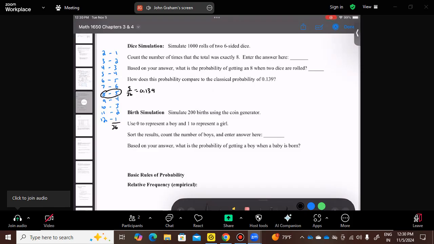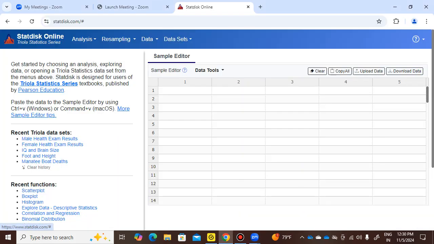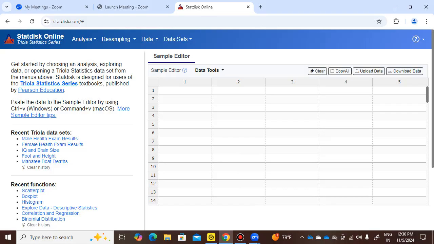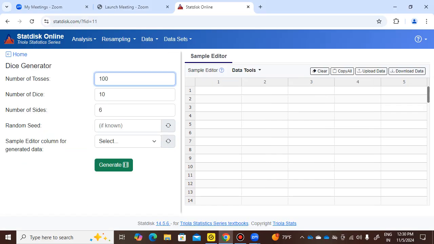For this, we're going to simulate it with the dice, 1,000 rolls to see how close we get to that. So to do a dice simulation, you go to dice generator at the bottom of the data tab. You can put in 1,000 tosses, 2 dice. I don't know why 10 is the default. That's kind of odd. 6 sides, and then select the column, generate.